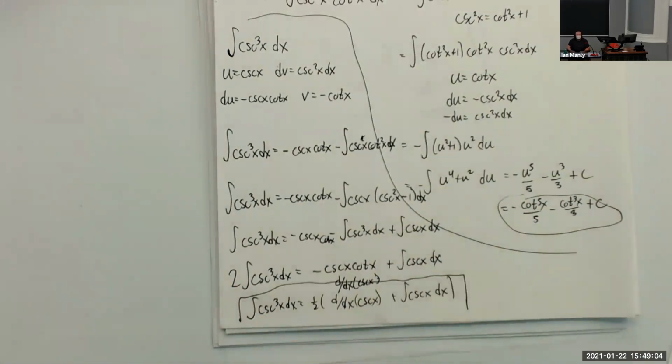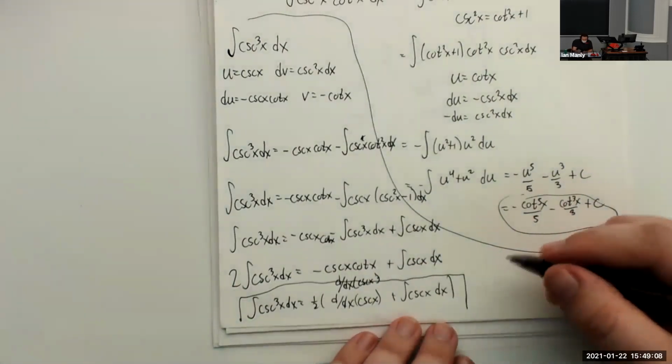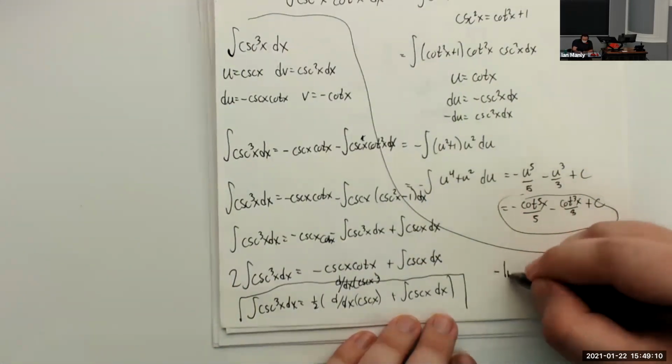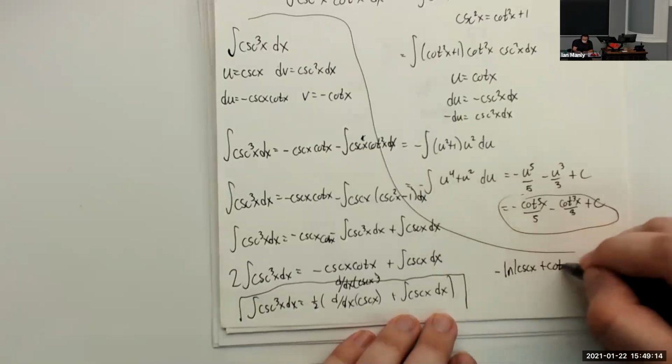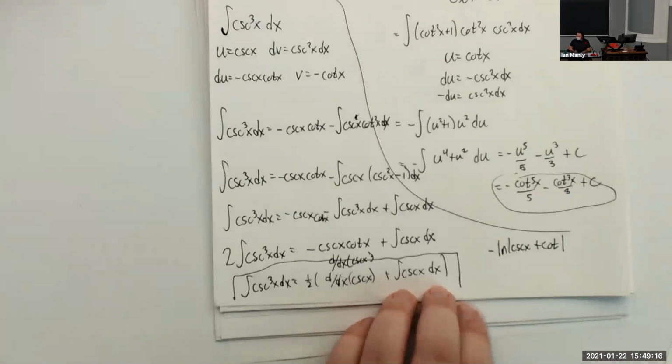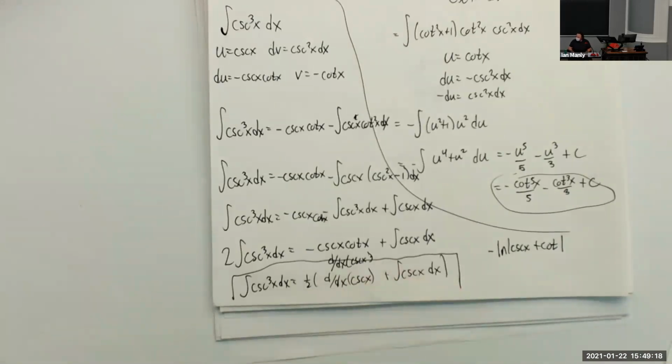Yeah, what's up? Let's see. So this is going to be negative the natural log of cosecant plus cotangent, if I'm not mistaken here. There's more than one form of that, though. It always trips me up. But yeah, okay, that's what that's going to be.